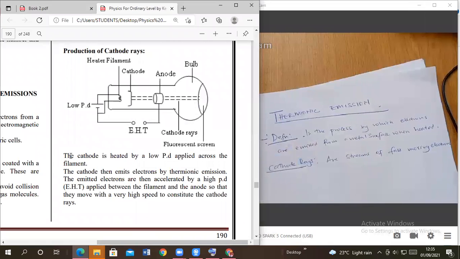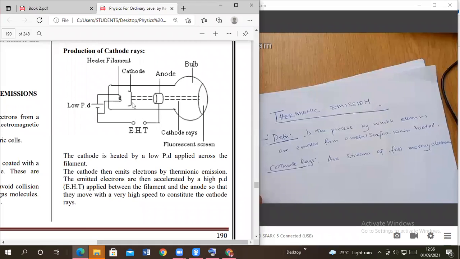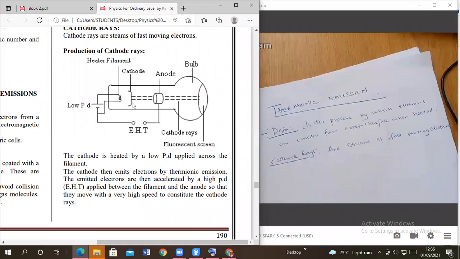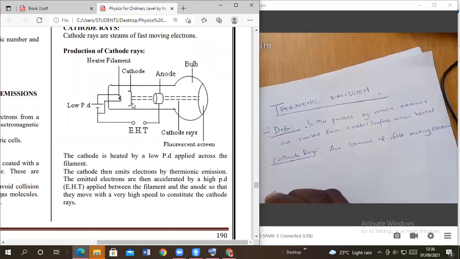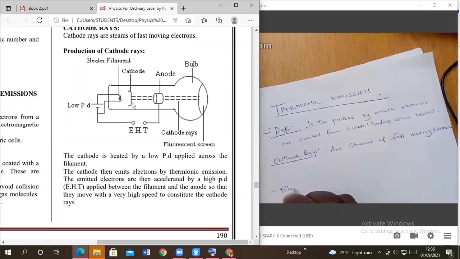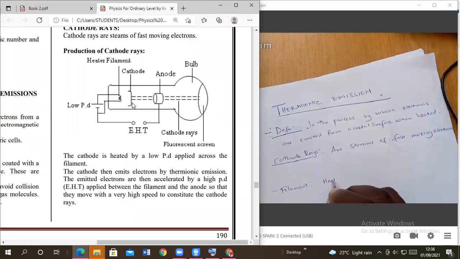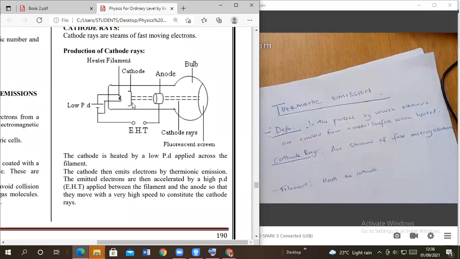So let us see, they are saying the cathode is heated by a low PD applied across the filament. So this is the filament, and the filament heats the cathode. So you note down those things. The use of the filament is to heat the cathode.